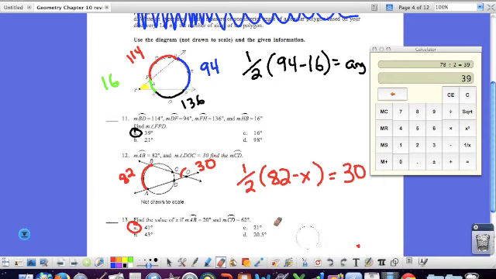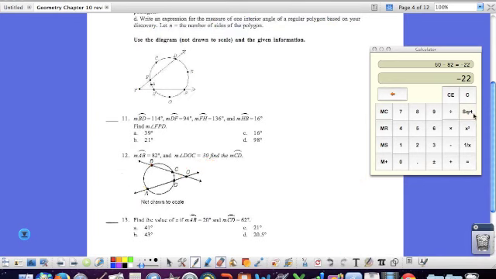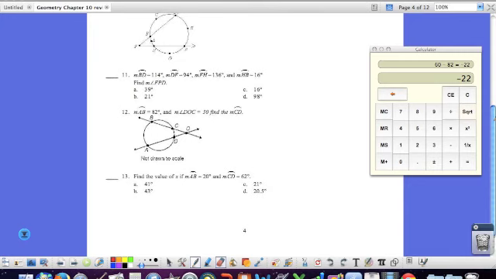That was written in from class earlier today. I'll go back over that. But 82 minus x equals 60. When I subtract 82 from both sides, I get negative x equals negative 22. So that means that x, or the measure of CD, is 22. I think the answer key says 26. It's because when I made the problem, I changed the number here. So it is 22.